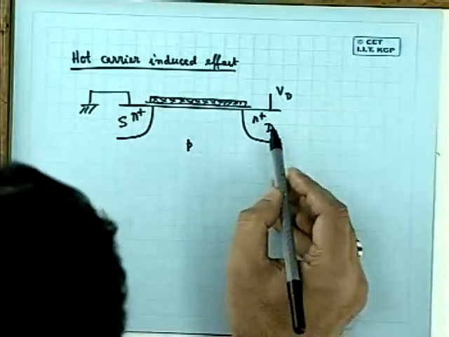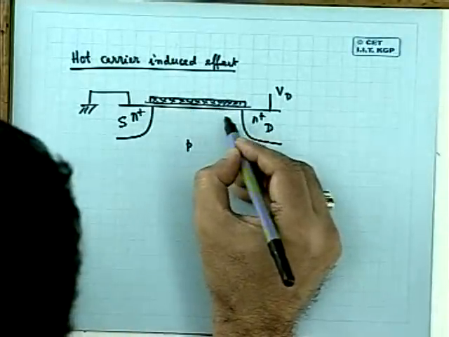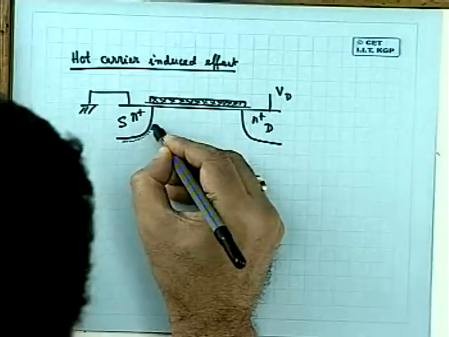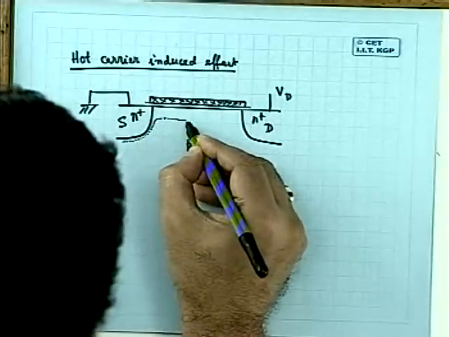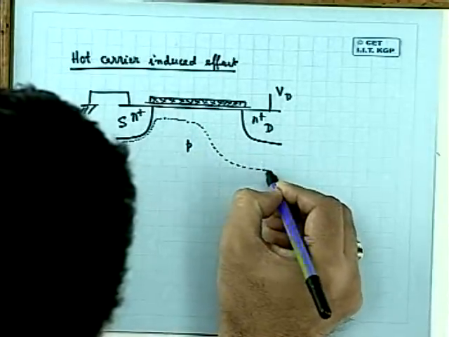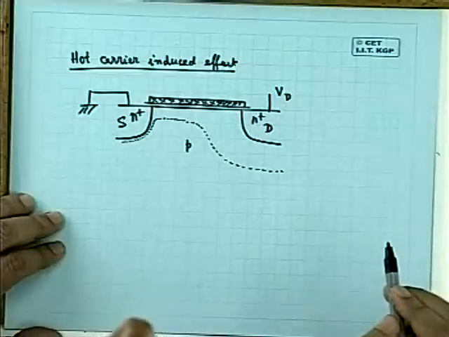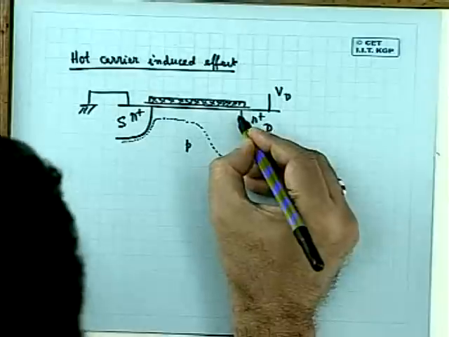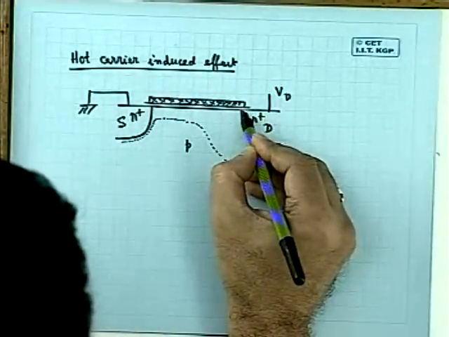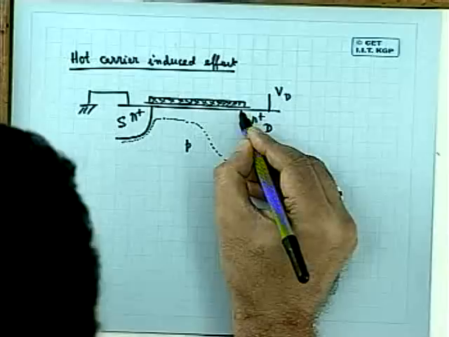As I told you, when you apply a large drain bias VD, the typical depletion layer boundary will be something like this. I have plotted it so many times. This is a typical depletion layer boundary. But because of the large bias, this is what will happen: the electric field will be very high at the junction plane.